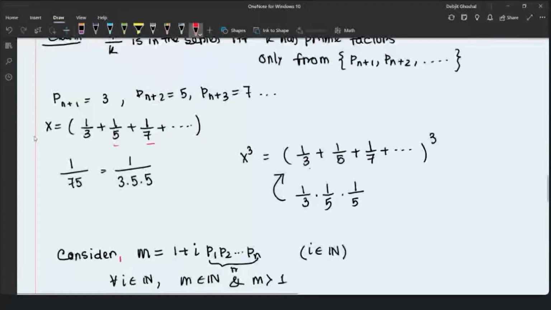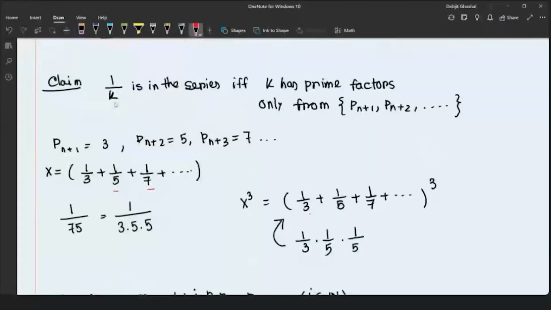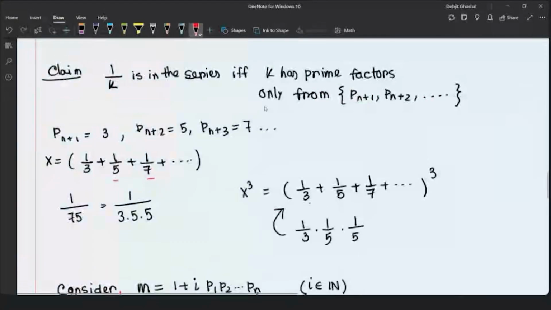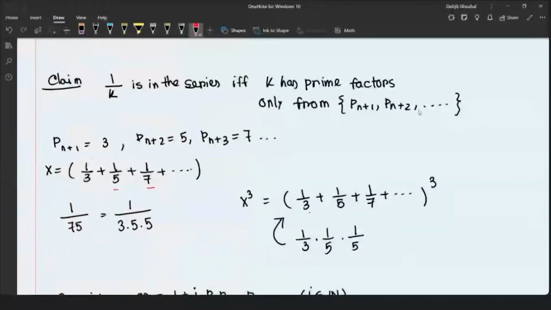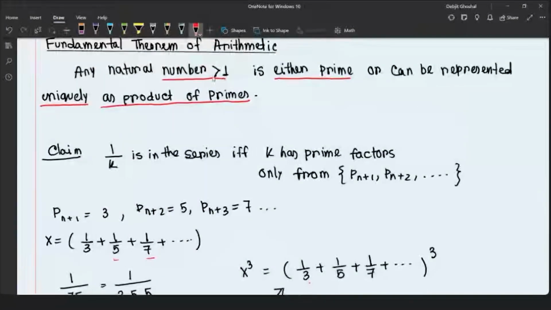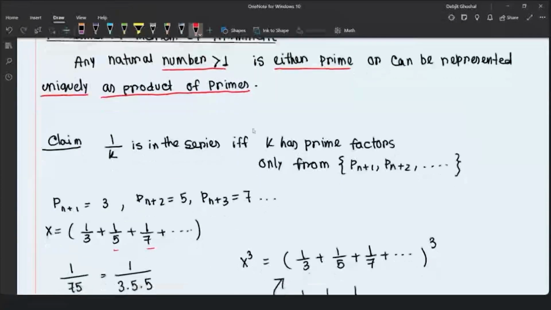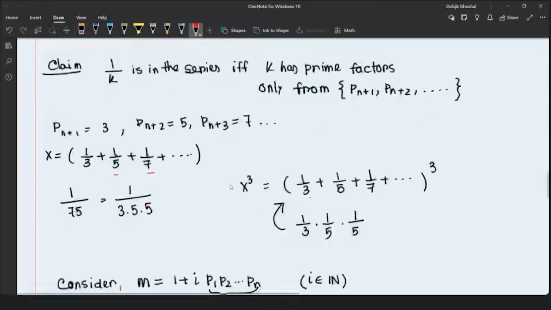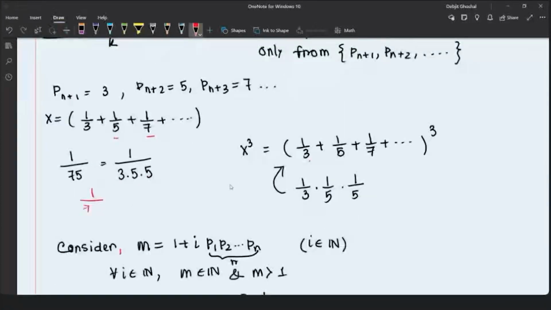Now, what am I claiming? That 1 by k, for a natural number k, is in this geometric series if and only if k has prime factors only from this set. As k is a natural number greater than 1, it has prime factors. So it will be in this series if and only if the prime factors are in the tail we chose. We chose pn plus 1 as 3, 5, 7. So suppose I am assuming 1 by 75 here. What is 1 by 75? It is nothing but 1 by 3 into 5 into 5, its prime decomposition.